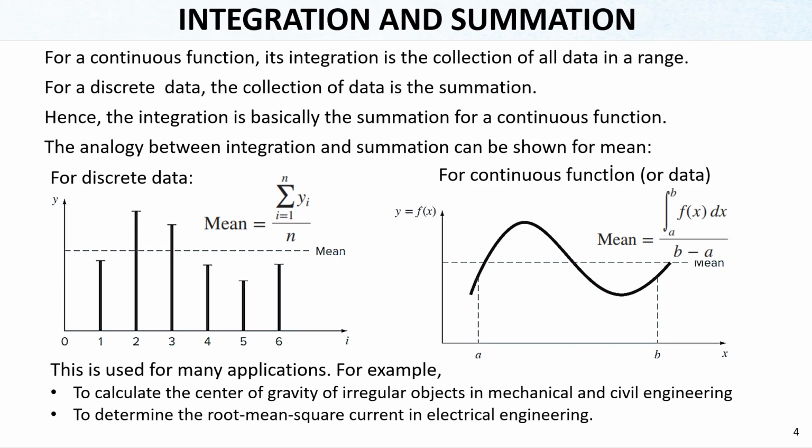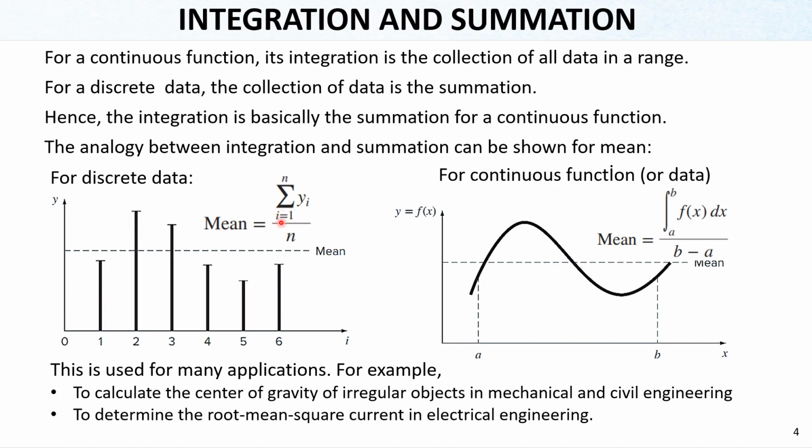Integration is usually a summation of some points underneath a function, and that's why it is very similar to the summation operation. So for a continuous function, its integration is the collection of all data in a range. Let's say this is a continuous function between a and b. We want to get the collection of all data in between. But if we have discrete data, so we don't have a continuous function, we have just points, as you can see here, then the collection of data is the summation. So we sum these points to get the area again.